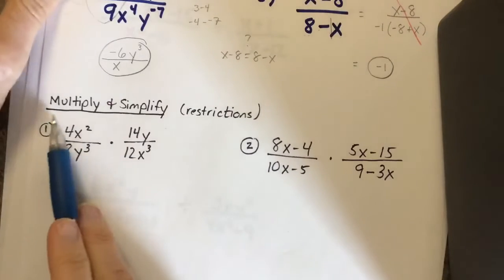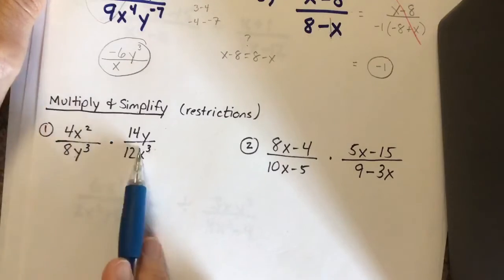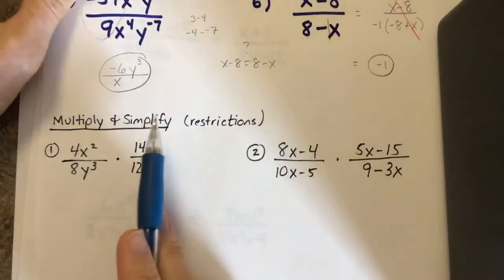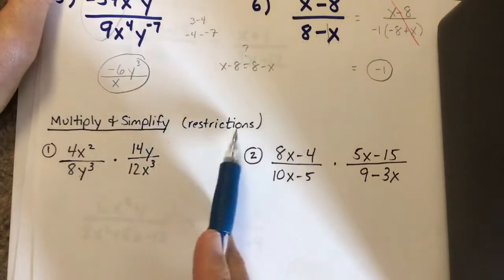Same kind of problem, but now we're going to multiply and simplify. So we're going to have more than one fraction, 2 fractions, or even 3. Okay. Multiply and simplify. All right. Multiply and simplify and state restrictions.